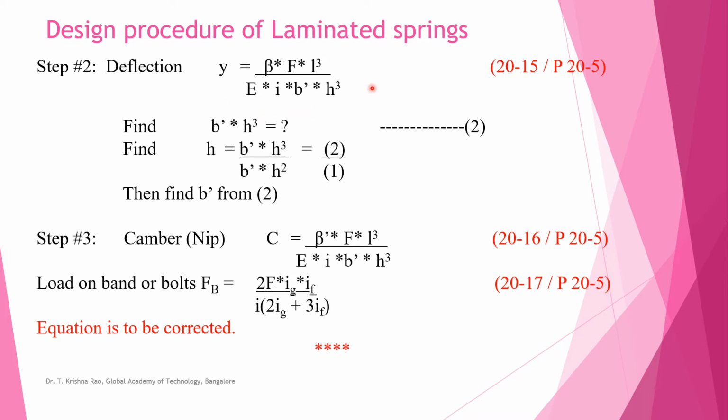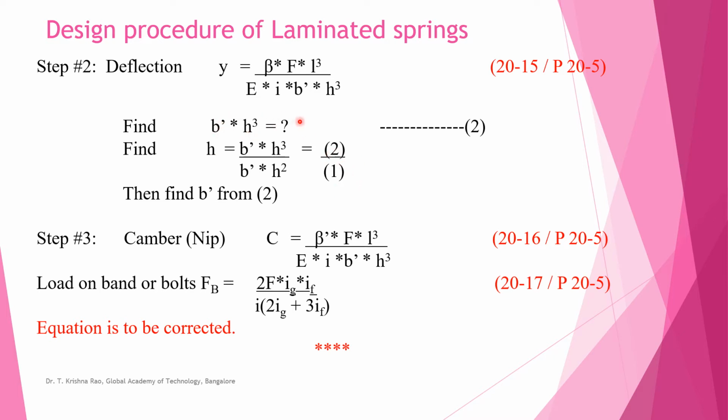Then the second part is the deflection, Y equals beta FL cube by EI B dash H cube. Deflection is given to us. So from this relation we find out the value of B dash H cube, equation 2. Then H will be B dash H cube by B dash H square. B dash will cancel, H square will cancel, we will get the H value here. That is equation 2 by equation 1.